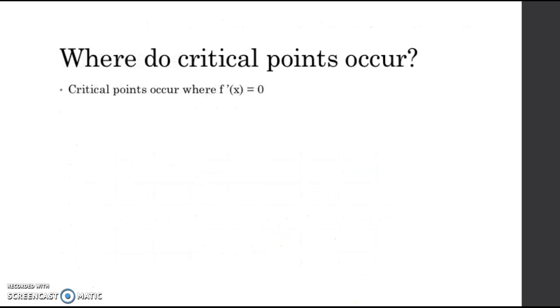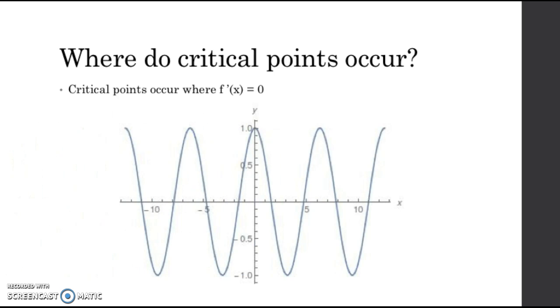Critical points occur at any point where the first derivative is equal to 0. Continuing with our example from before, we have the graph of the derivative f prime of x equals cosine of x. You can see that there are points where f prime of x is equal to 0, like here and here, and these are going to be your critical points.